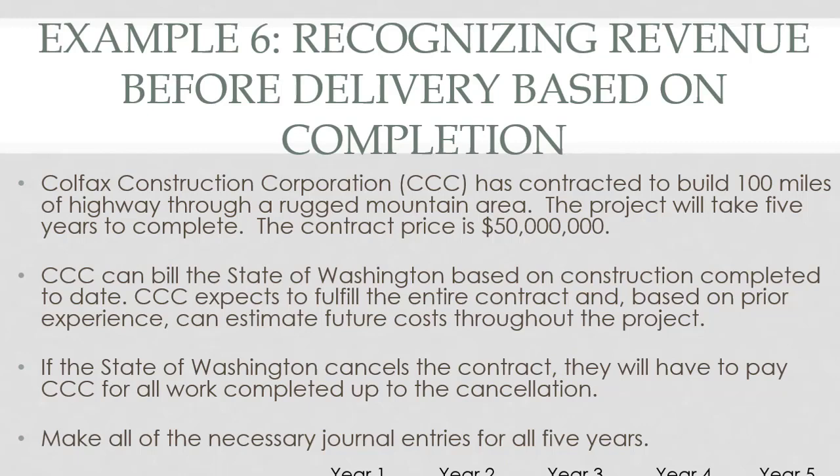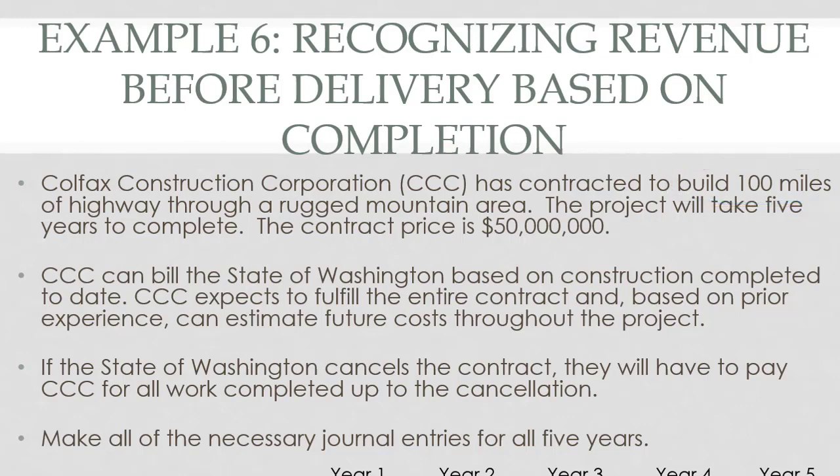Step 2, identify the performance obligations. Well, there's only one this time, build a highway. That's it. There's nothing else in there. There's no special elements to this contract. I just build the road and I get paid for whatever I make, either finishing it or canceling early. That's what I get. So that's all of my performance obligations, just the one.